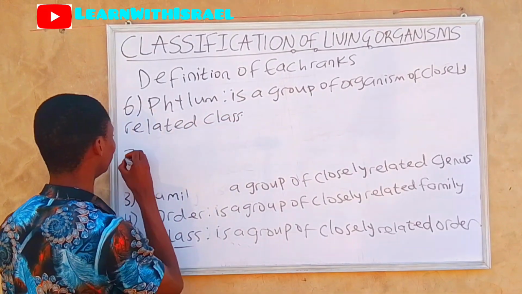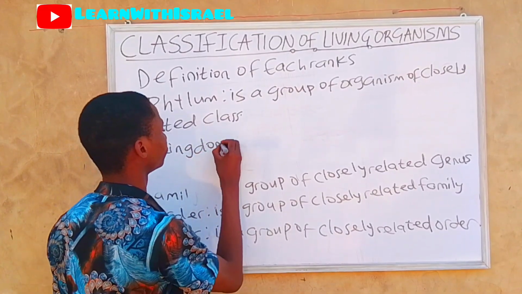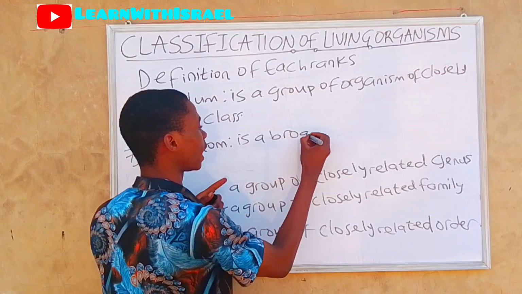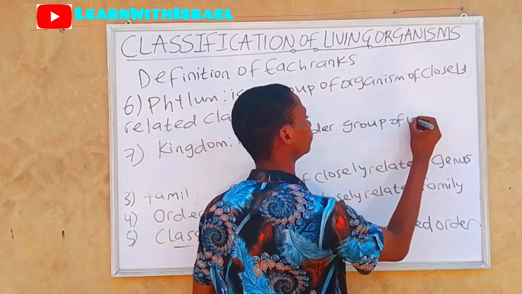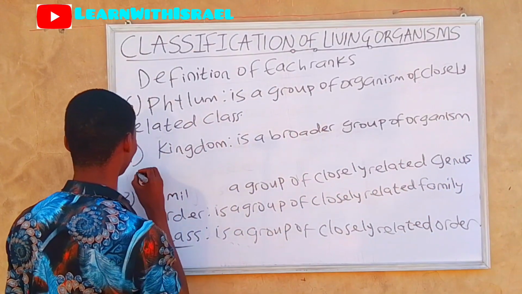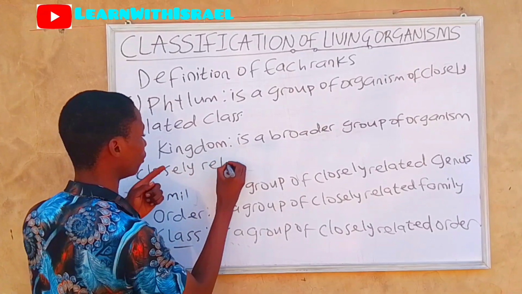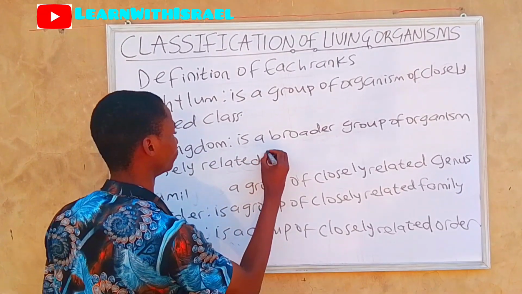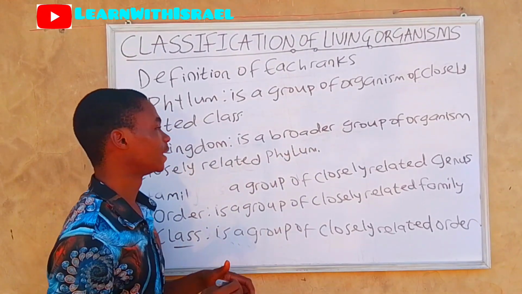So the last one is kingdom. Kingdom is a broad group of organisms, a broader group of closely related phylum, because phylum is next to kingdom. So I hope we are clear with that now.